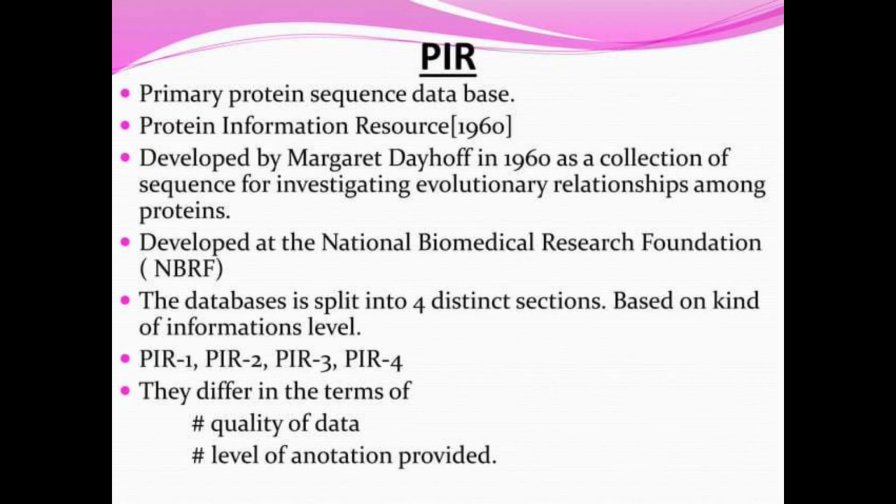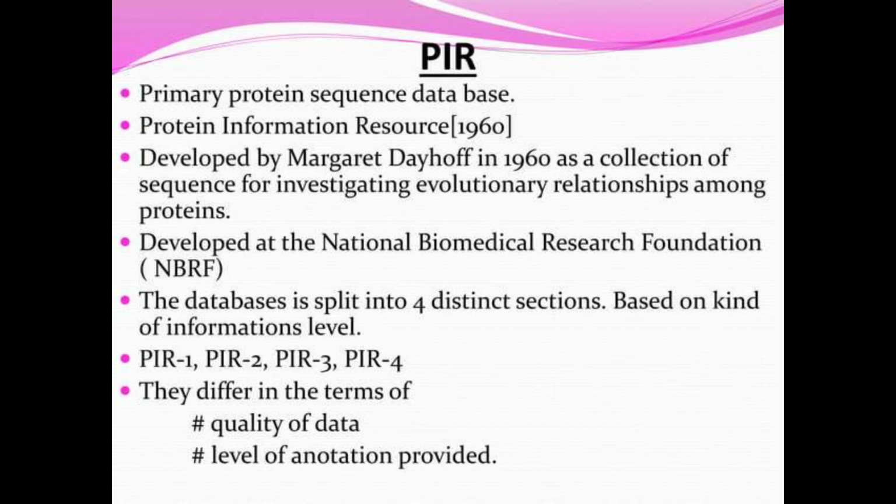The next database is PIR, the Protein Information Resource, a primary protein sequence database. The first letters are taken: Protein Information Resource. During the year 1960, it was developed by Margaret Dayhoff. It's a collection of sequences for investigating evolutionary relationships among various proteins. So PIR is the base for comparison of evolutionary origin, a database of proteins.